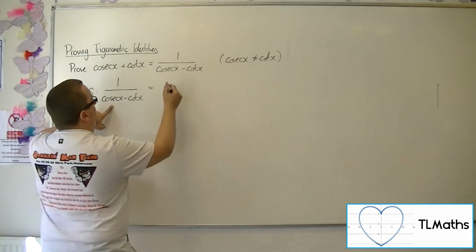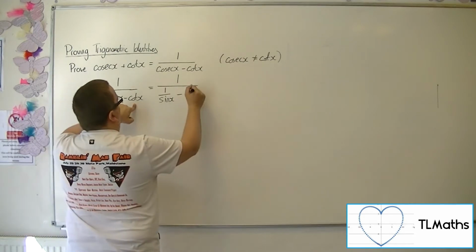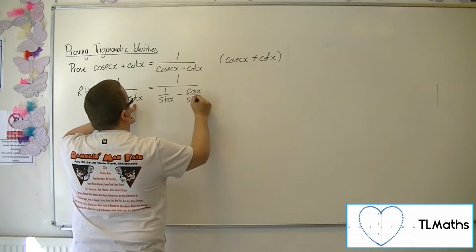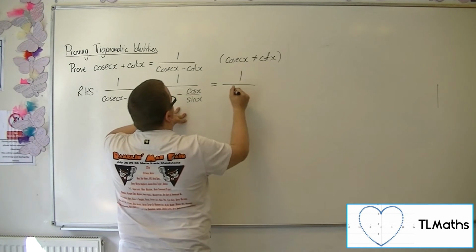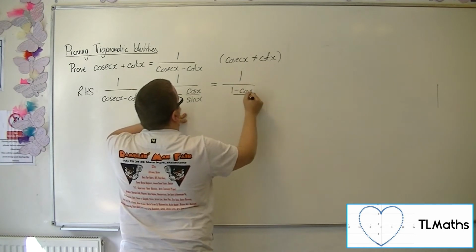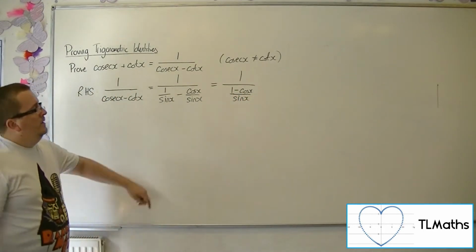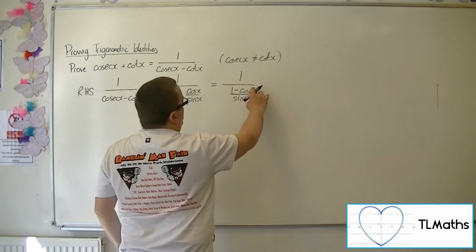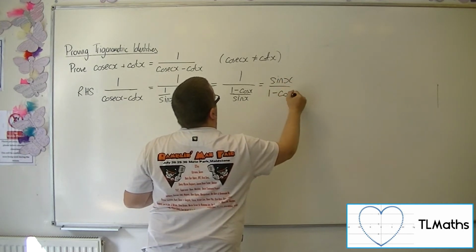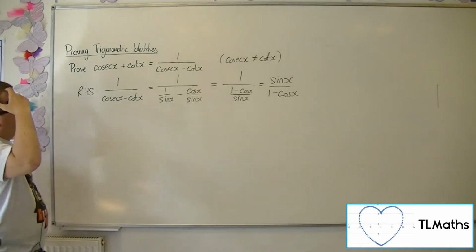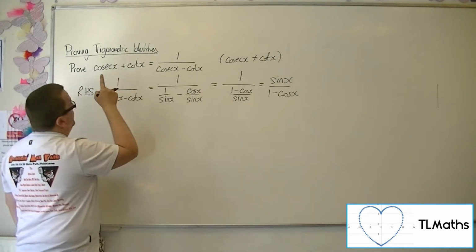Now, cosec we know is 1 over sine. Cot we know is cos over sine. So the denominator we could write as 1 minus cosine x all over sine x, with the common denominator. Now, this is the reciprocal. So 1 over 1 minus cos over sine is the same as sine over 1 minus cosine of x. Okay. Now, how am I going to get it to this?